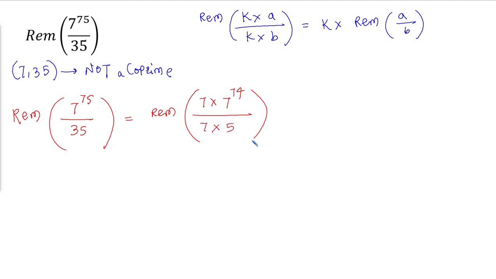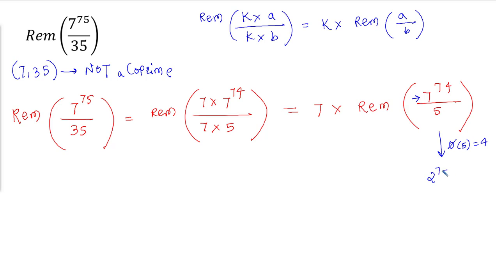So this remainder is going to be 7 into the remainder of 7 to the power 74 divided by 5. Likewise we can solve this. Now over here, the Euler of 5 is equal to 4. And if we divide this 7 by 5, the remainder is 2, so we can replace that 7 with 2. So this is going to be 2 to the power 74 divided by 5.